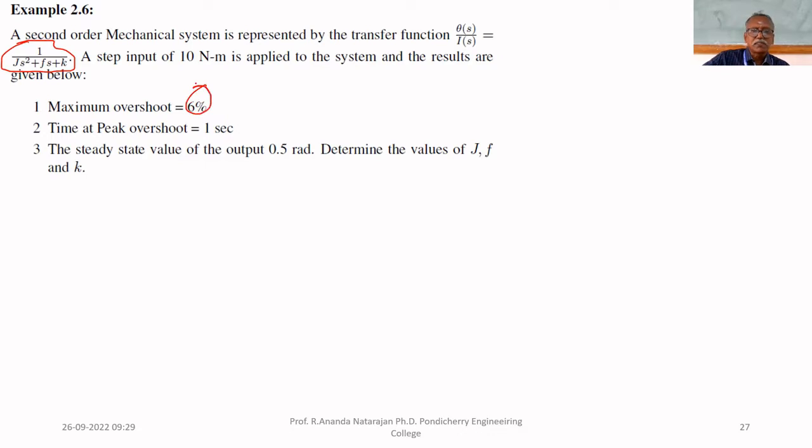Maximum overshoot is 6%. Mp equal to what? Mp equal to 100 e power minus zeta pi upon square root of 1 minus zeta square. That is equal to 6%.